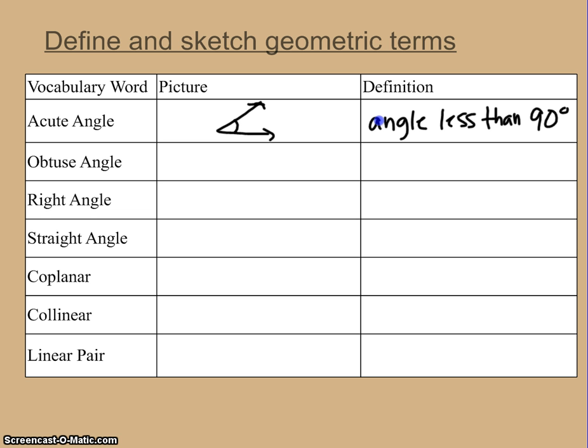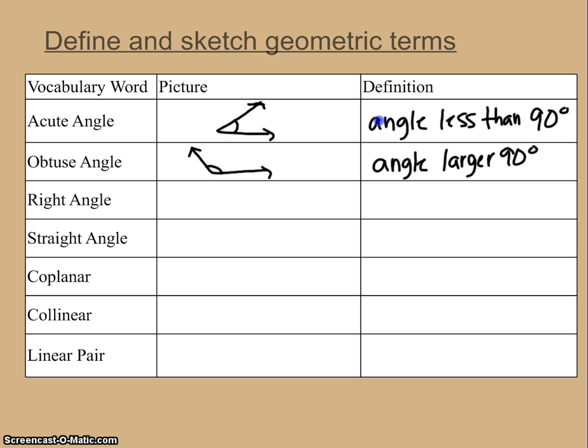An obtuse angle is an angle larger than 90 degrees, but less than 180 degrees. So in order to show that, we could draw a picture again with our angles. And there's our measure. Remember, that's larger than 90 degrees, but less than 180 degrees.